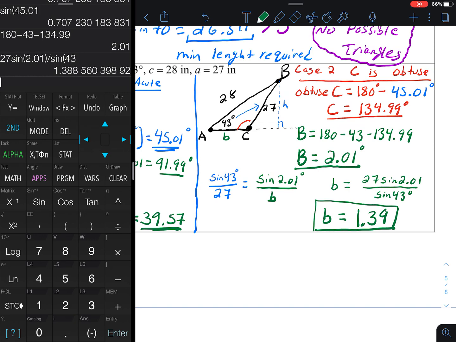Okay, so this is the ambiguous case. And we have one example for each of one possible triangle, 0 possible triangles, or 2 possible triangles.